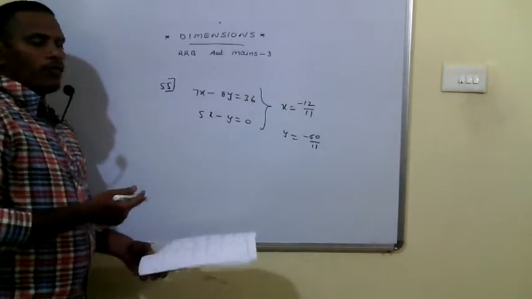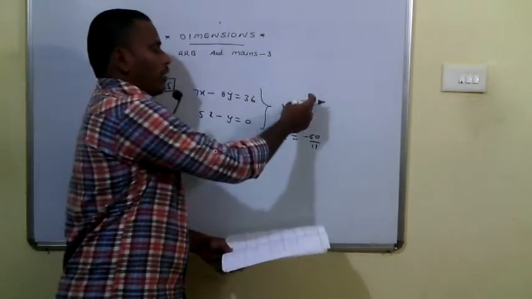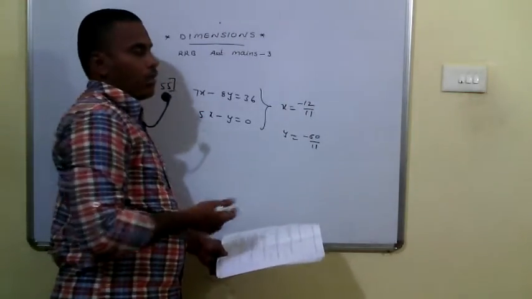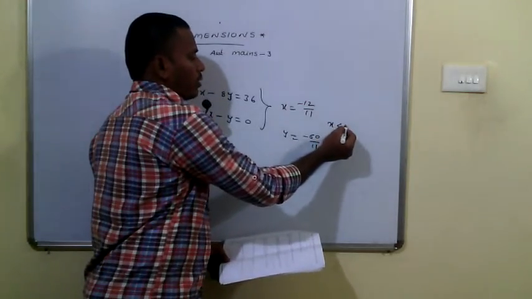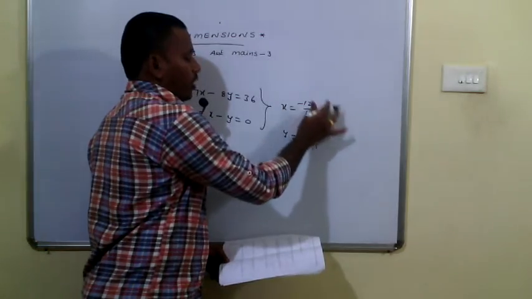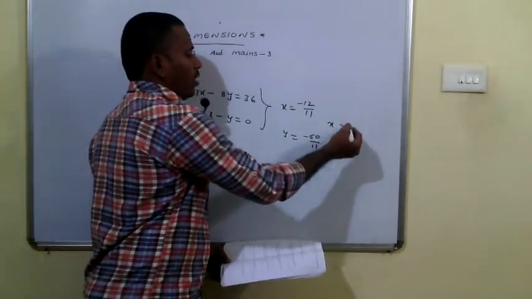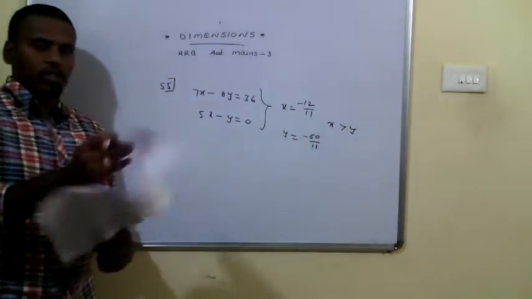So if you compare these two, 12 is less than 60, so minus 12 is greater than minus 60. So x greater than y is your answer for this question.